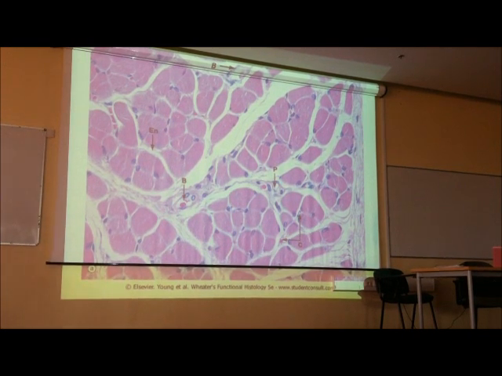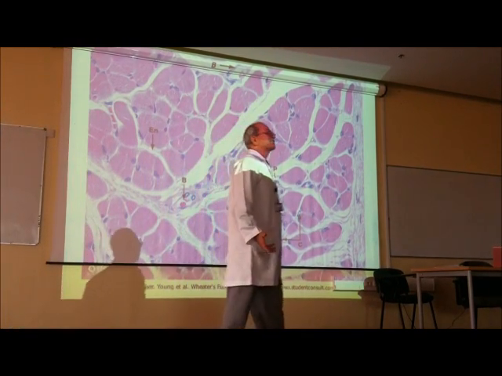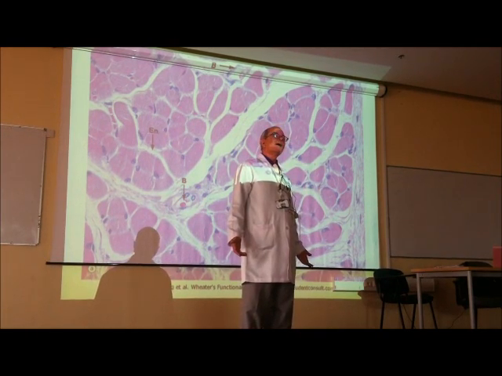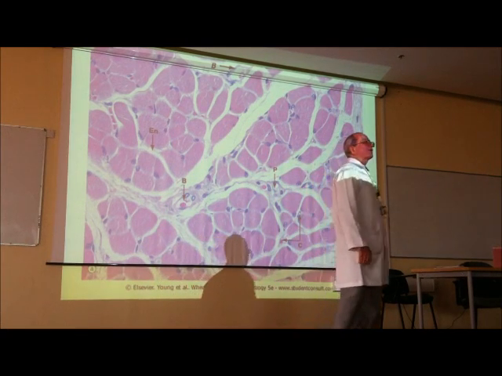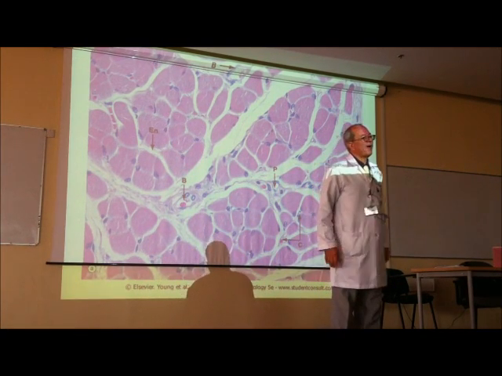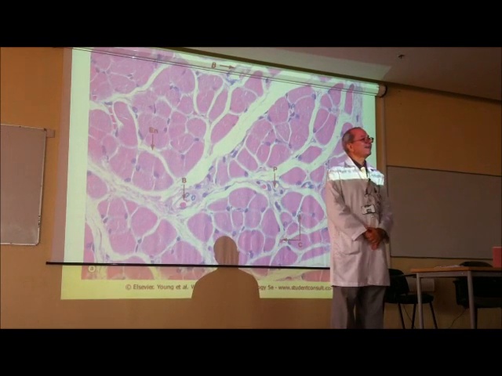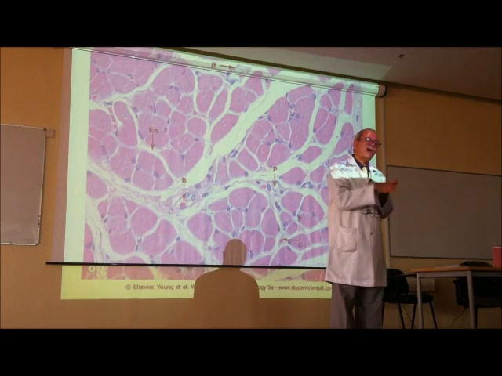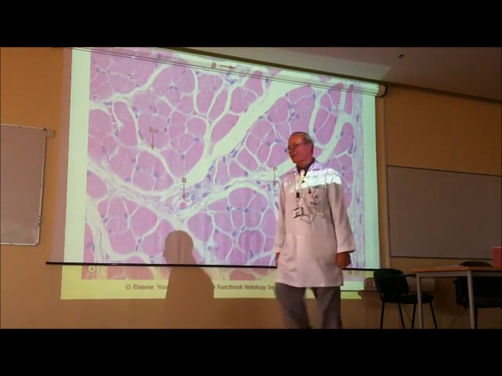What covers the muscle from outside? Epimysium. What is present around the bundles? Collagen. What covers the muscle from outside? Epimysium. What covers the bundles from outside? Perimysium. What's present in between the individual fibers? Endomysium. Okay.